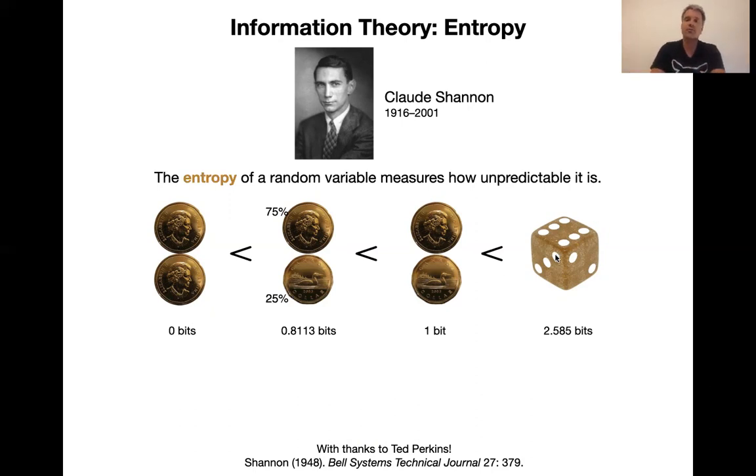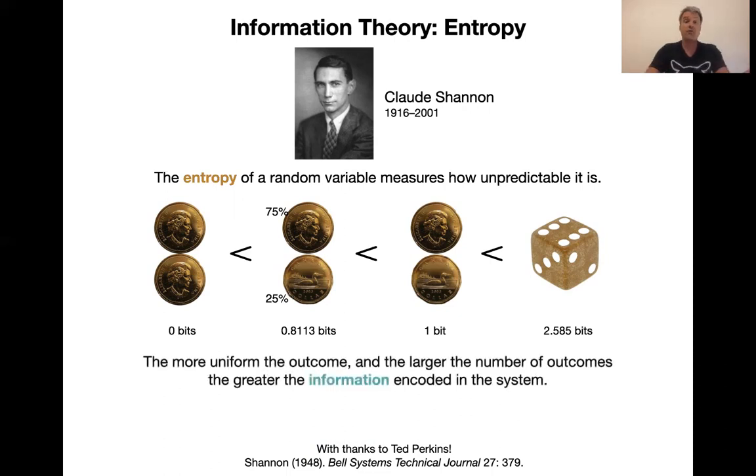certain. So it's harder to predict which face will be up with a die than which face will be up with a coin. Okay, so the more uniform the outcome and the larger the number of outcomes, the greater information encoded in the system. Okay, so we're getting there.